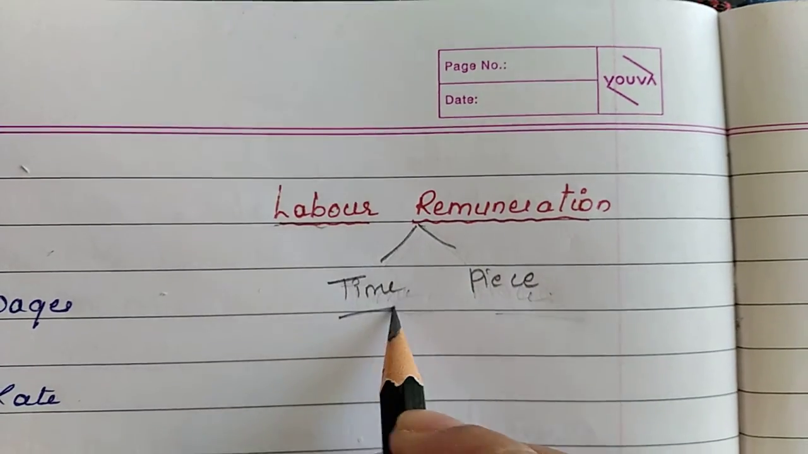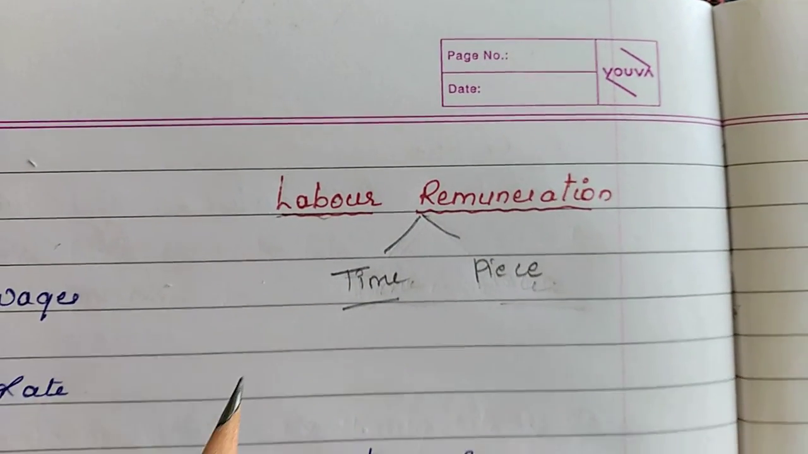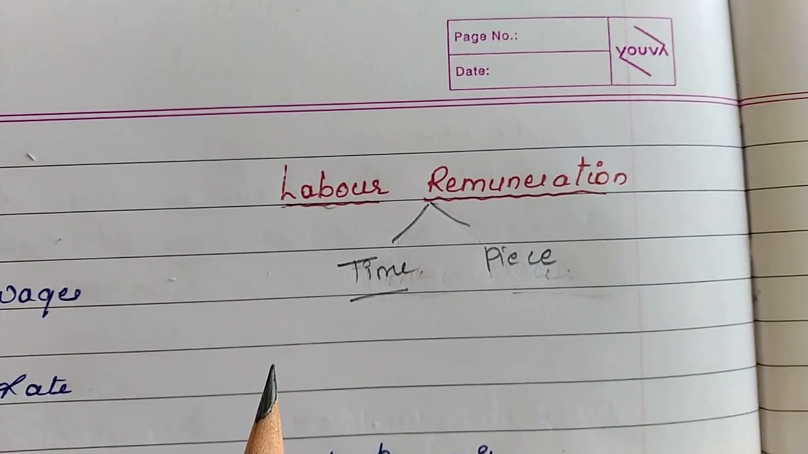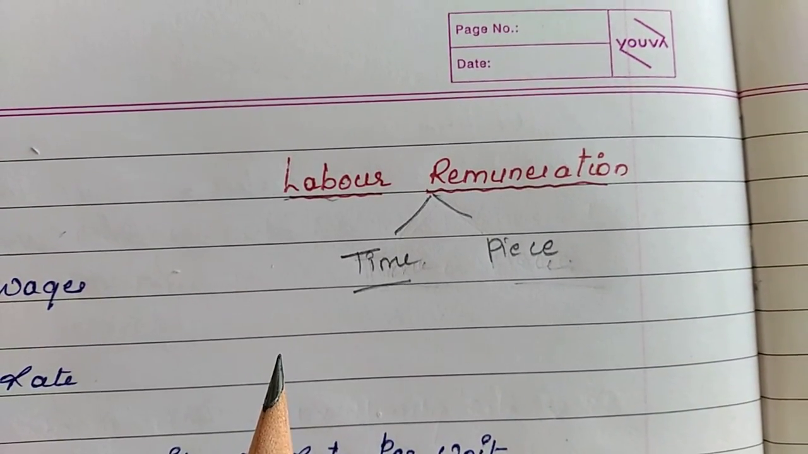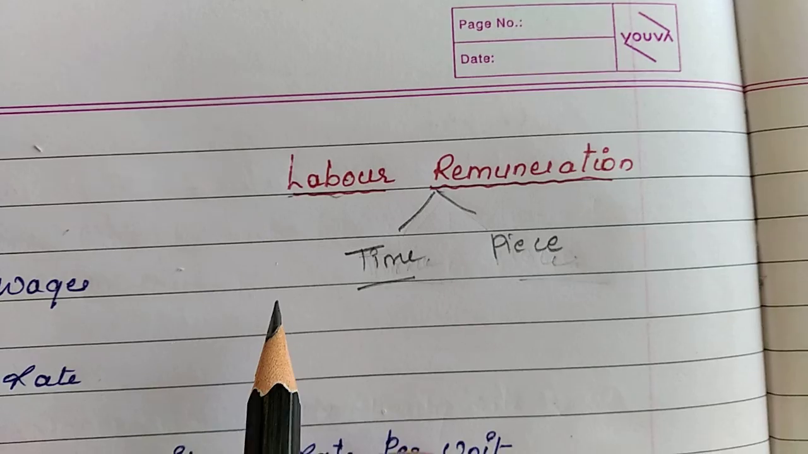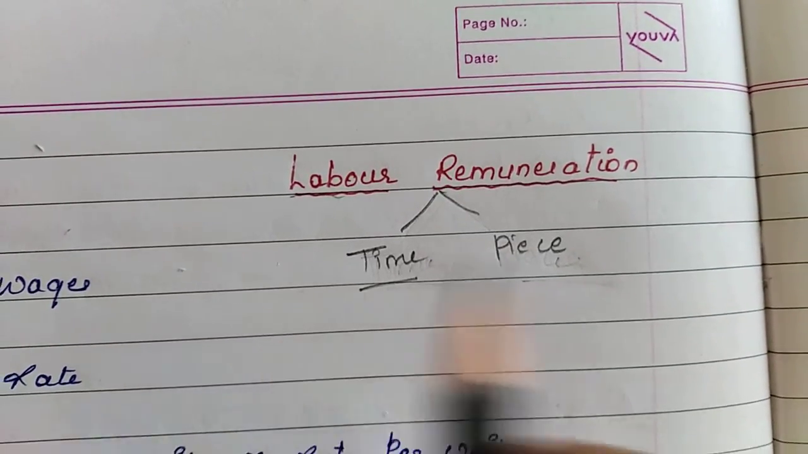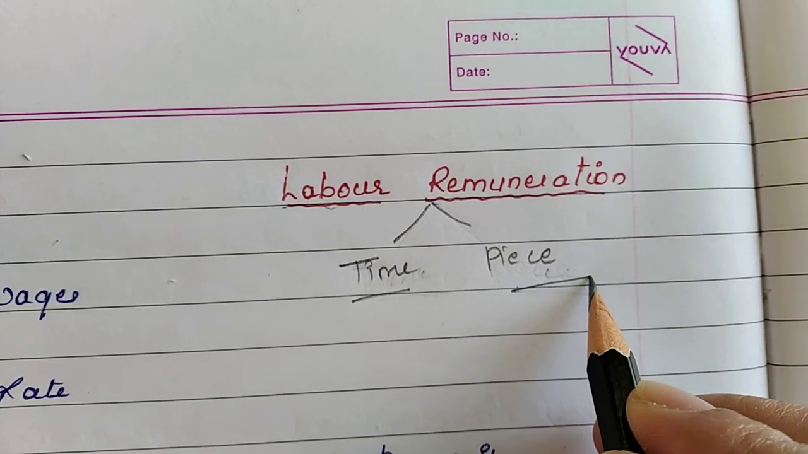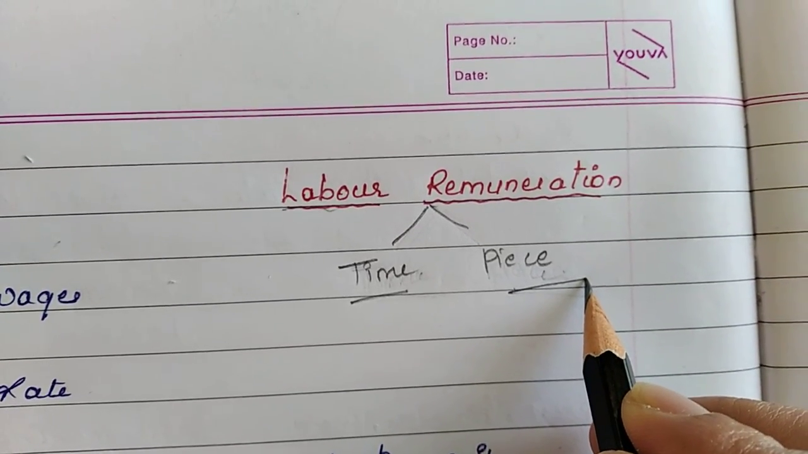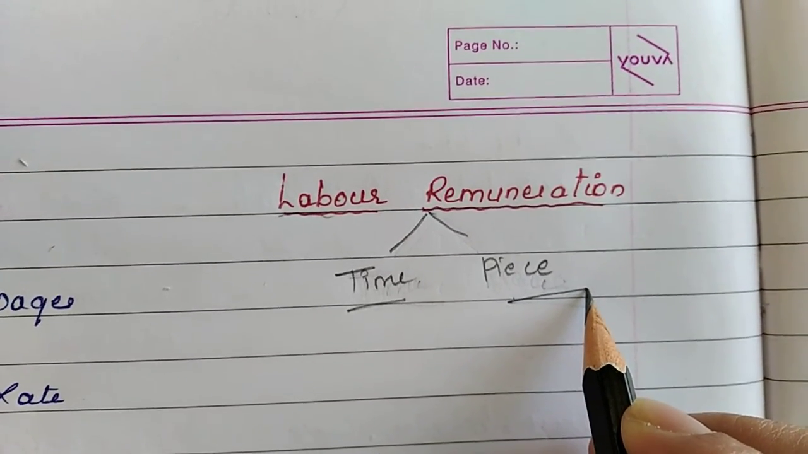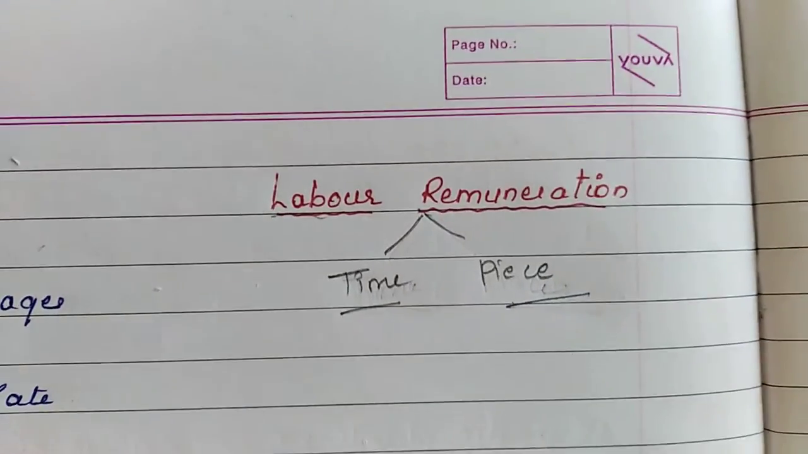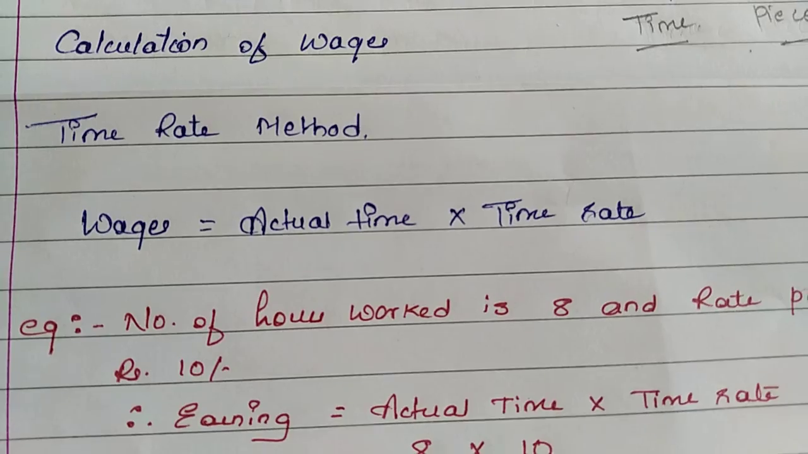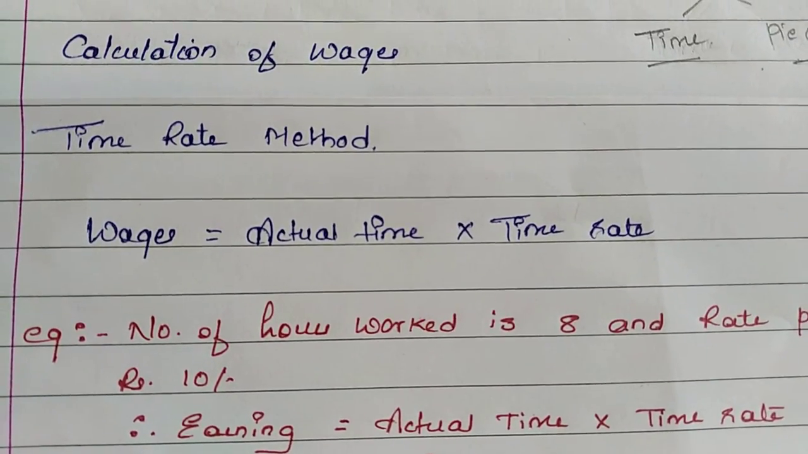Now, what is the time rate method? Time rate method is a method of labor remuneration under which the workers are paid wages for the amount of time spent by them in the organization, whereas in the piece rate system, the workers are paid wages on the basis of the actual number of units produced by them. In this video, we'll try to understand the calculation of wages under the time rate method.